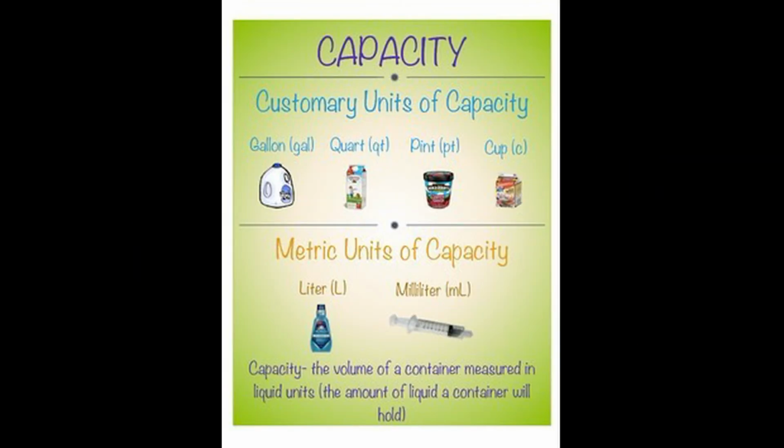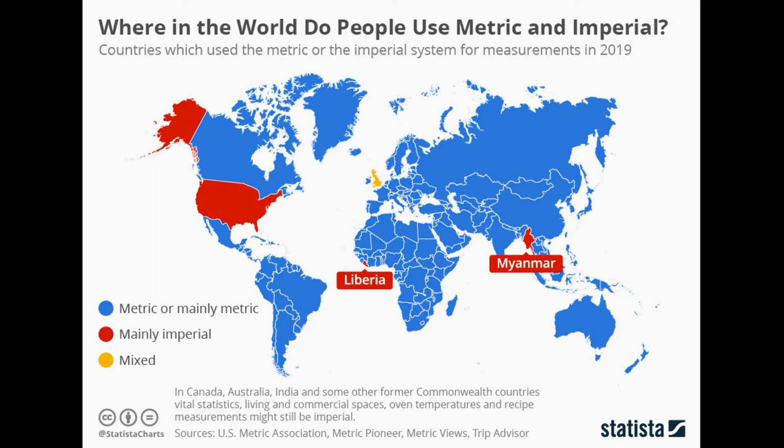Now last week in measurement we studied length. This week in measurement we are studying capacity of liquids. And just like last week, there are 2 different measuring systems. In America, the most popular is customary or standard measurement. But in most countries around the world, they use a metric system.